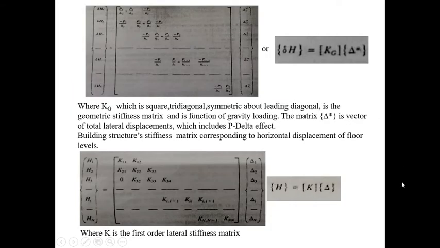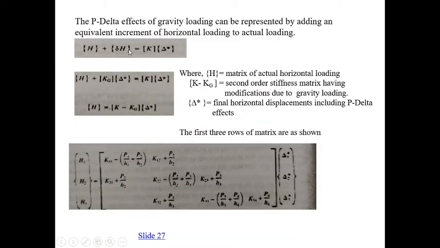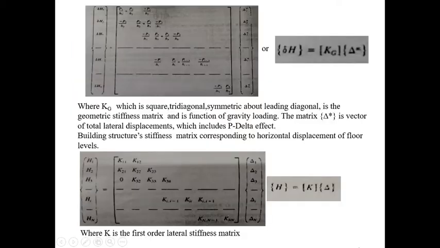When you add further loading, there will be an increment again in the horizontal load. So that increment is represented as delta H. So it will be added to the original horizontal loading. So it is matrix H plus matrix delta H is equal to K into delta star. So this is how we got it, just by adding the increment delta H. This is H is equal to K into delta. So for this original, we add the increment value, that is H plus delta H.